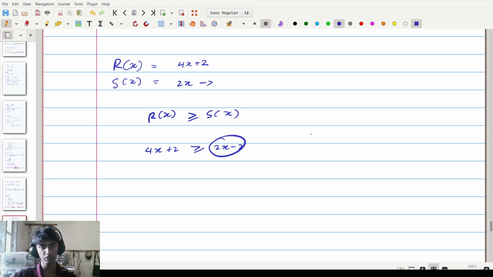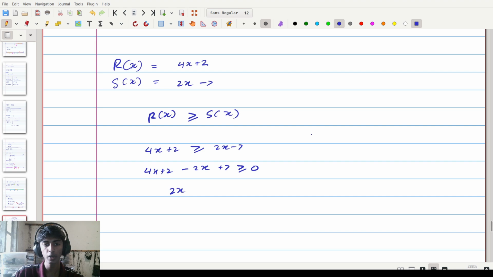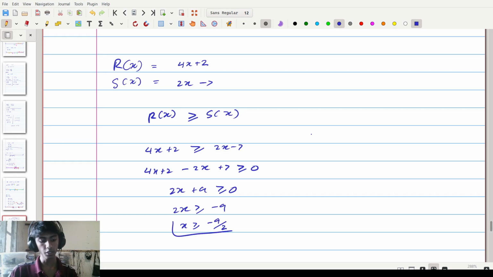Removing 2x minus 7 from both sides, I get that 4x plus 2 minus 2x plus 7 is greater than or equal to 0, which we can then simplify into 2x plus 9 is greater than or equal to 0, which we can then rearrange to get that 2x is greater than or equal to negative 9. So then x is greater than or equal to negative 9 divided by 2. Therefore, these are the values of x for which this expression is valid.